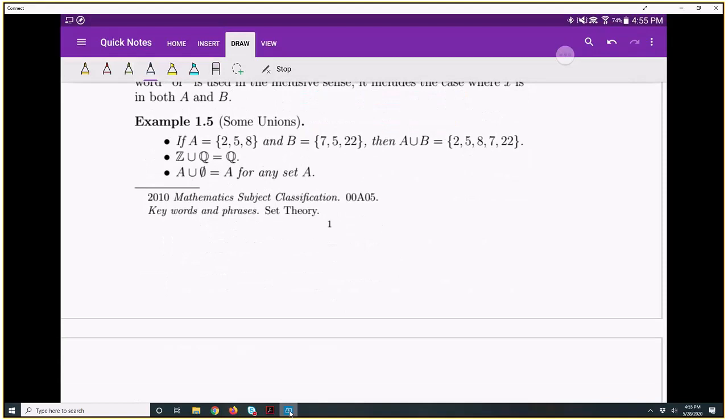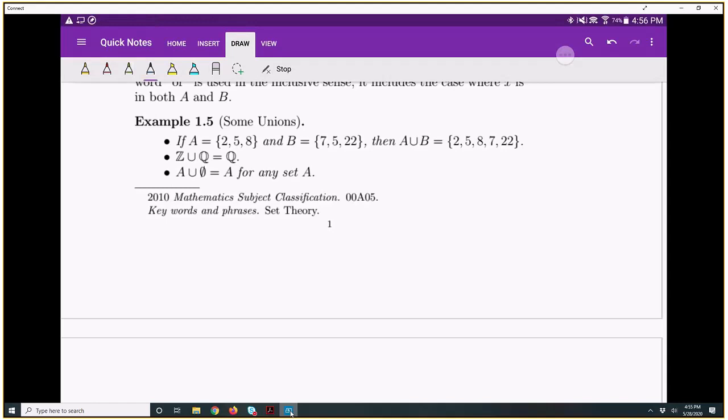Some examples of unions: if you have the set A is equal to 2, 5, and 8, B is equal to 7, 5, and 22, since we're looking for all elements that are in A or B or both, we take 2, 5, and 8 from A, and we throw in 7 and 22 from B. We note that 5 is present in both, but we know that we only have to list an element once when we're listing the elements of a set, so we just write 5 once. We don't have to include it twice.